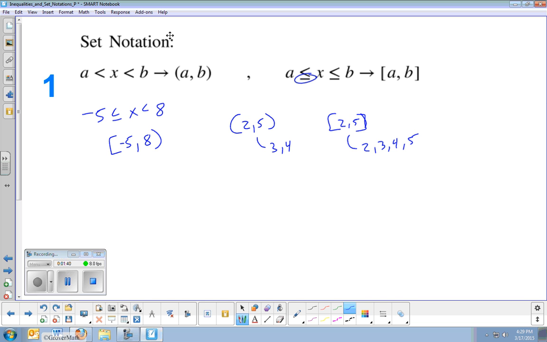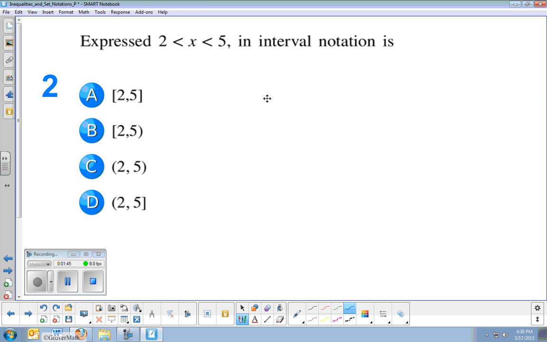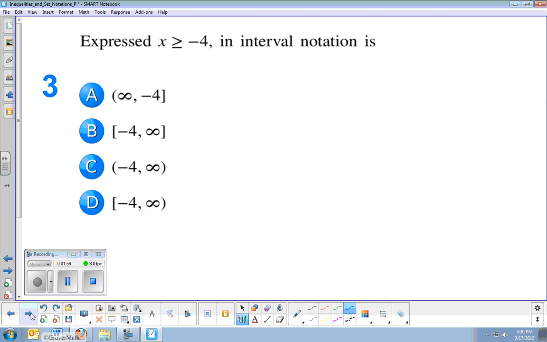Basically, we're going to work with set notation instead of inequality notation for these answers. So first, just a little practice. 2 is less than x less than 5 would be the same as 2 comma 5 in parentheses. If they were less than or equal to, then we'd be looking at the bracket answer. All right. And x is greater than or equal to -4. Okay, now greater than or equal to -4 means -4 to what? That's where infinity comes in.